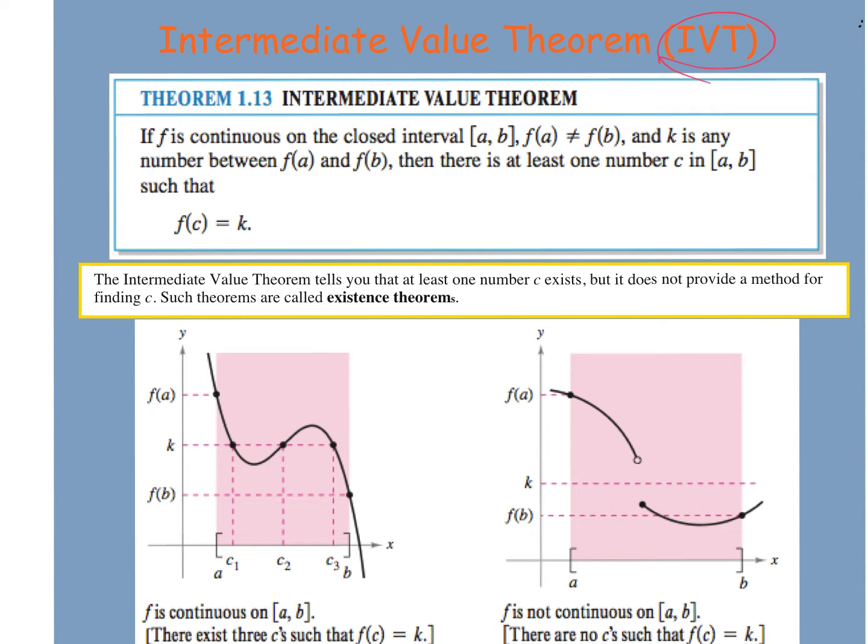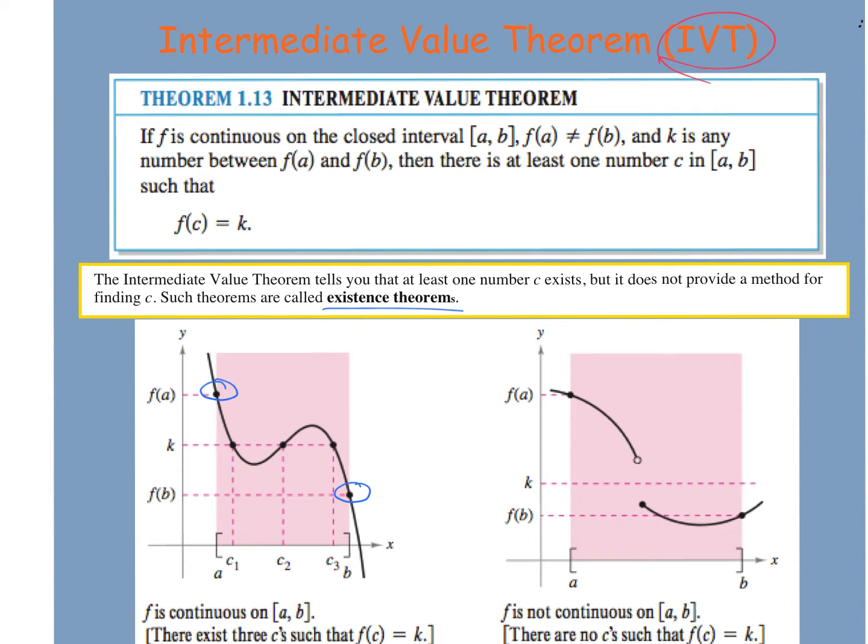And this is called an existence theorem because it doesn't prove anything other than that it exists. We're not always solving for what k is or f of c, it just tells us it exists. So for instance, we have two y values. They're different here. And I have a continuous function. What does continuous mean again? Mathematically, the limit is equal to the value.